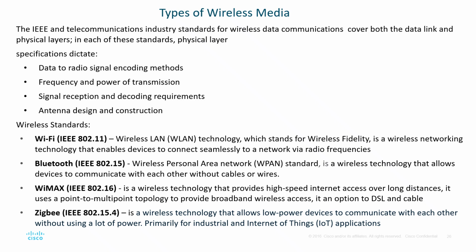Now, IEEE and the telecommunications industry standards for wireless data communications cover both the data link and the physical layers in each of these standards. So, physical layer specifications dictate data to radio signal encoding methods, frequency and power of transmission, signal reception and decoding requirements, and antenna design and construction. Do not think that the only antenna in wireless is the one that you see coming off of your wireless router or your wireless NIC card.